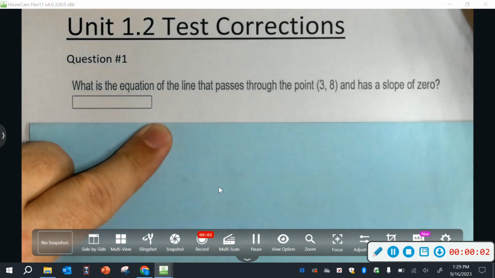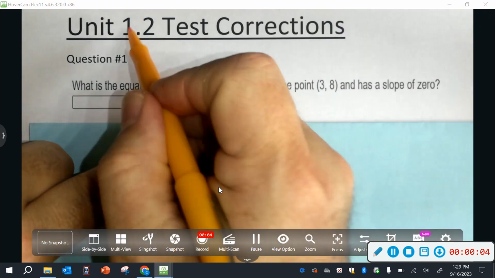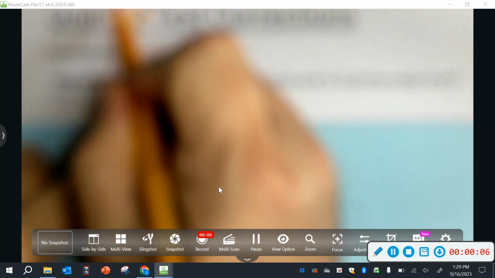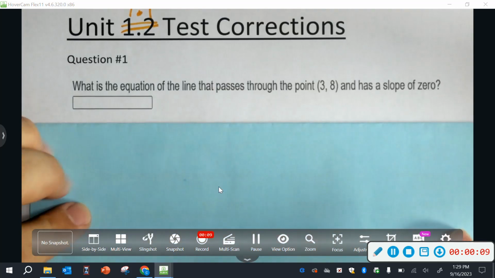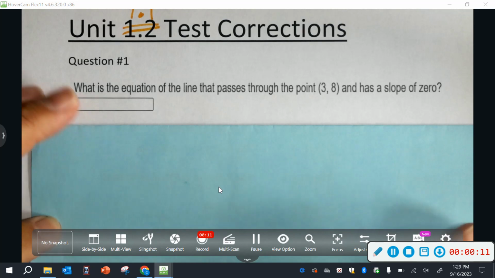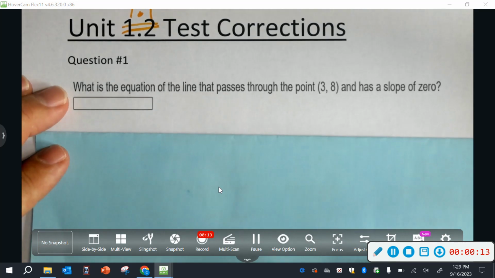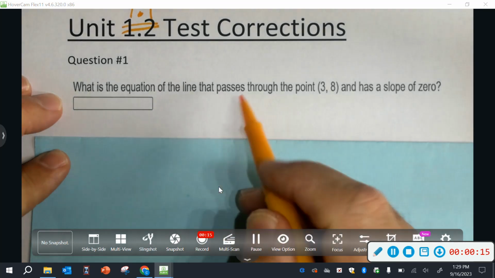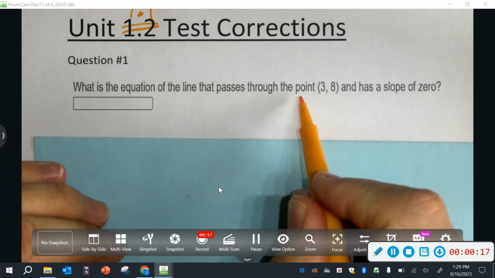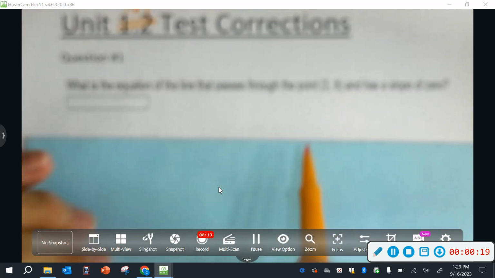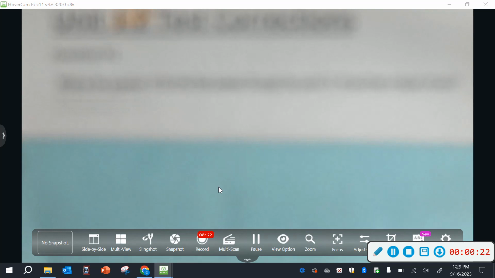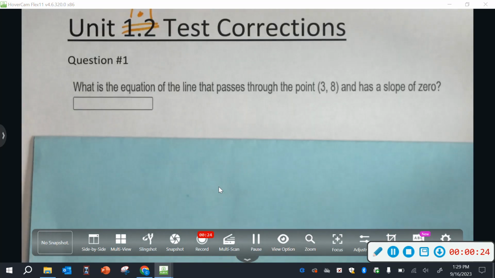Alright, here we go. Test corrections for unit, actually this should be unit 1.1. 1.1 test corrections. Alright, so our first question here is, what is the equation of the line that passes through the point 3, 8 and has a slope of 0?